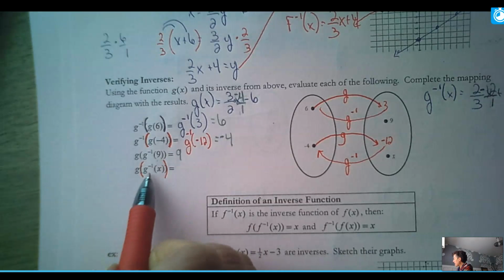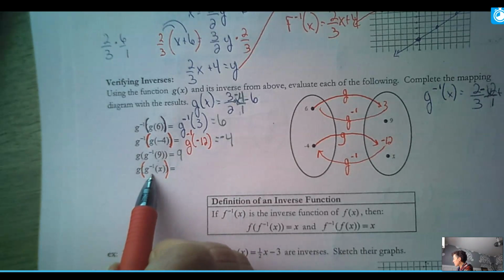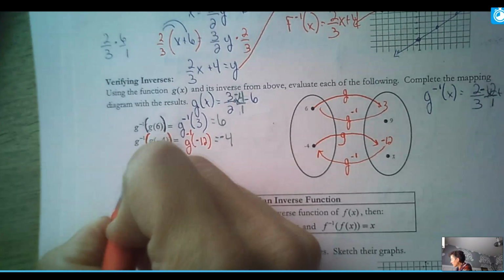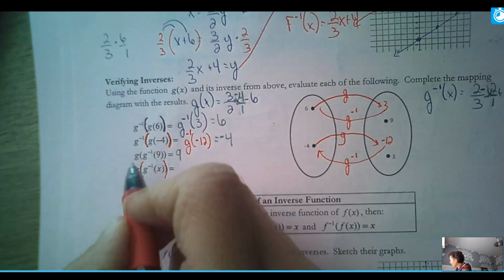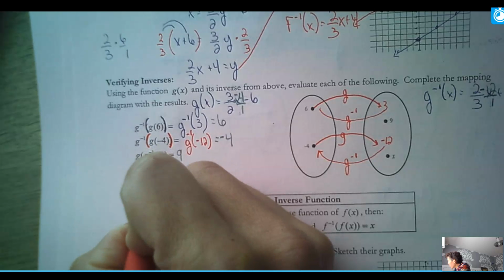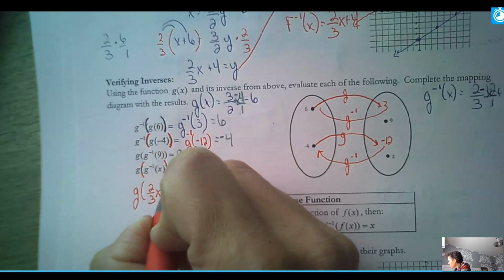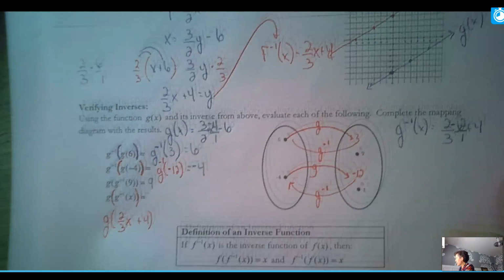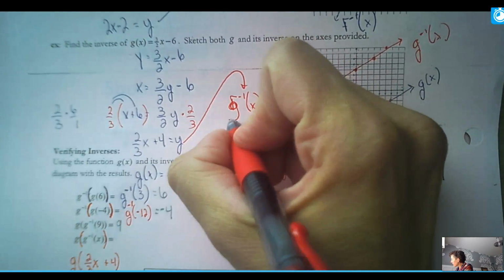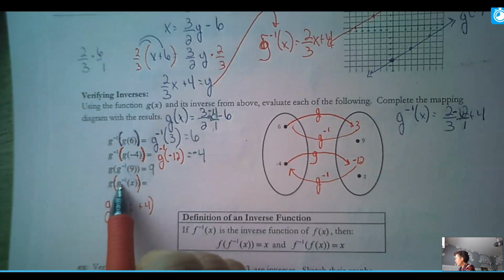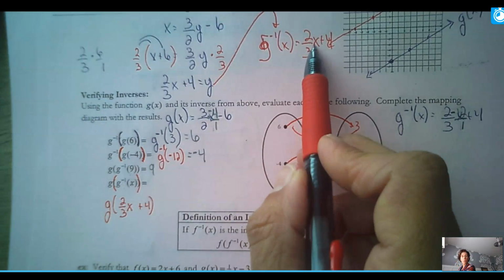So this says I should take the inverse function and put it into the original function. So there's G, and my inverse function is worth 2/3 x plus 4. That's what we set up here. And I realized I put an F there. That should have been a G. Okay, so G, the inverse function, is replaced with what it's worth.